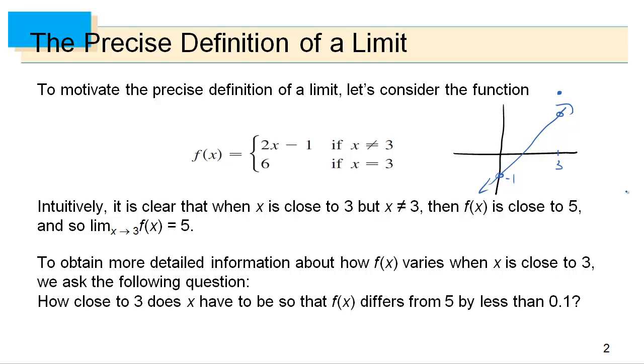Okay, so intuitively we can look at that picture and see very obviously that as we let our values of x get closer and closer to 3 but don't let them equal 3, then the value of the function is going to get closer and closer to 5. And we've seen examples of this before. But how close to 3 do we have to actually get? How close do those x's have to get in order for the output from the function to be, let's say, within 0.1 of 5, so somewhere between 5.1 and 4.9?